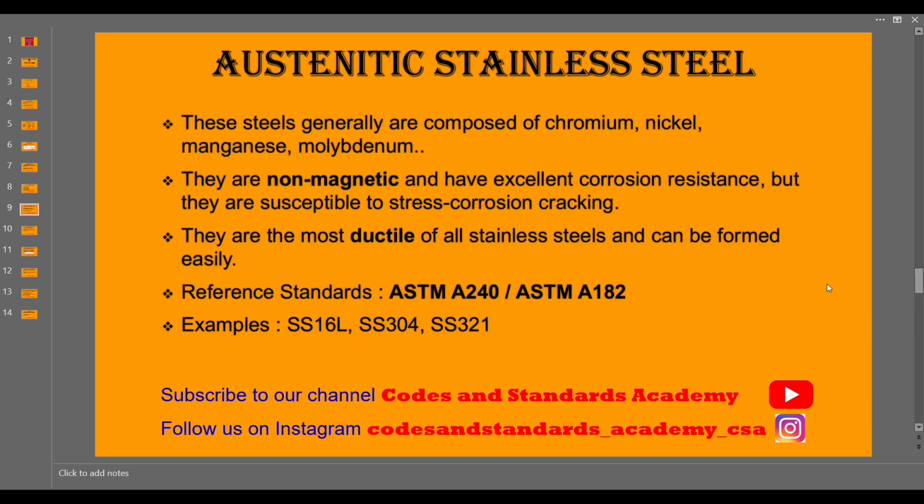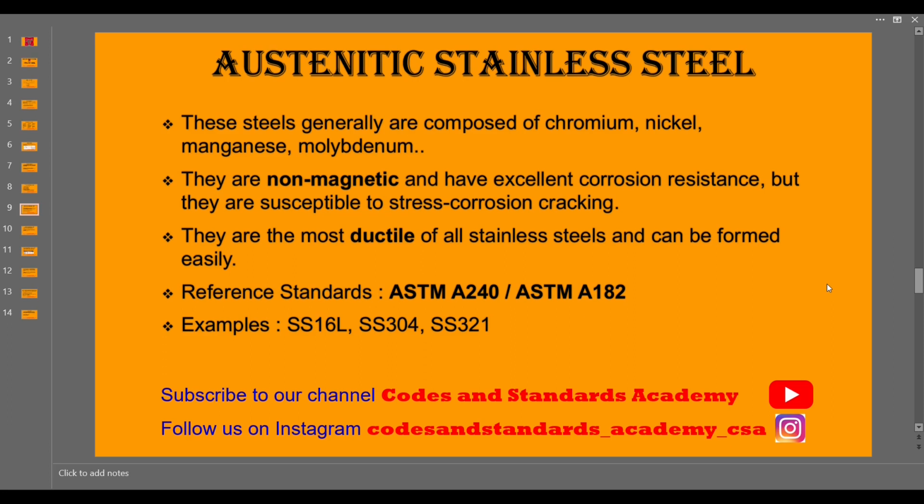Austenitic stainless steel. These steels are generally composed of chromium, nickel, manganese and molybdenum. They are non-magnetic and have excellent corrosion resistance, but they are susceptible to stress corrosion cracking. They are the most ductile of all stainless steels and can be formed easily.